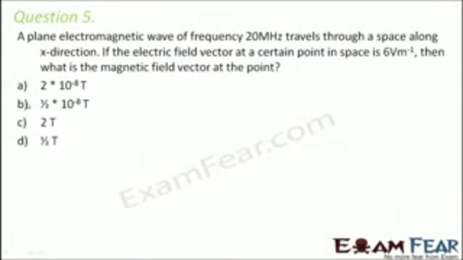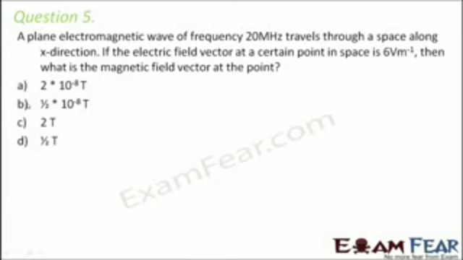Question number 5. A plane electromagnetic wave of frequency 20 megahertz travels through space along the x direction. If the electric field vector at a certain point in space is 6 volt per meter, then what is the magnetic field vector at that point?